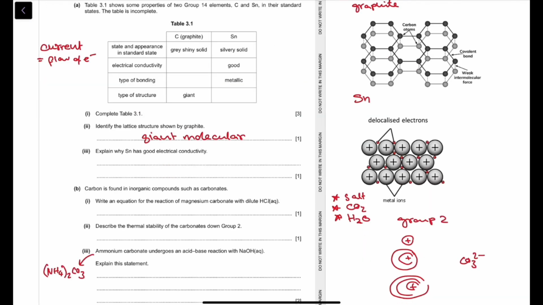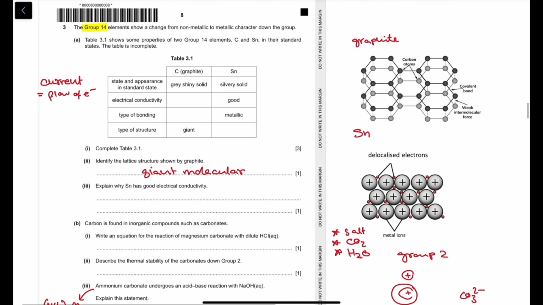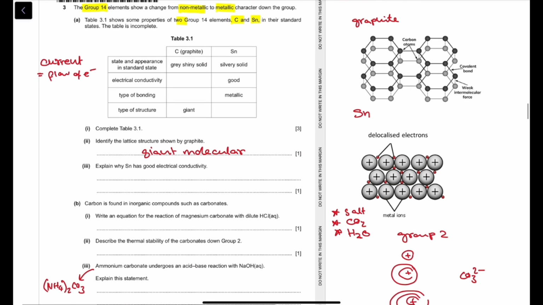Question number 3. The group 14 elements show a change from non-metallic to metallic character down the group. Table 3.1 shows some properties of 2 of the group 14 elements, carbon and tin, in their standard states. The table is incomplete. Complete table 3.1. So it's asking for the electrical conductivity of carbon, or to be specific, graphite.